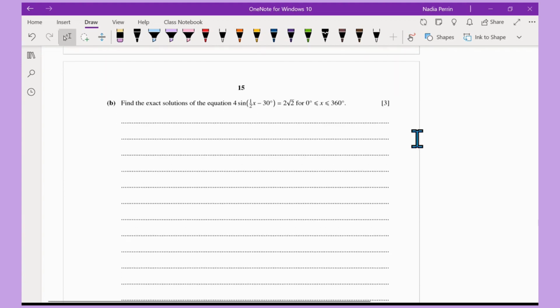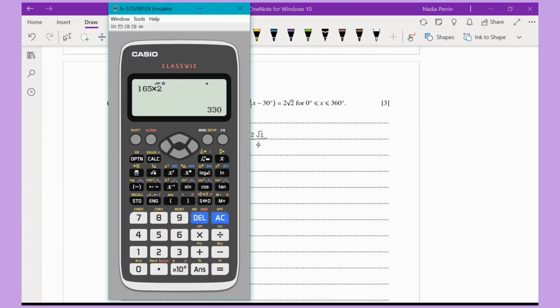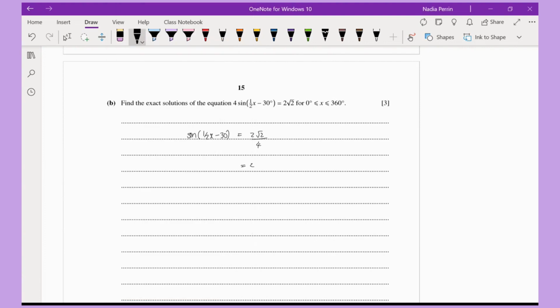Right, we're then going to be using that equation to do a little bit of solving. So with this one, it's easiest just to get sine all by itself. So we're going to take 2√2 and we're going to divide it by 4. And then we're going to inverse sine that. So inverse sine of 2√2 divided by 4 is going to give us 45. So we now know that half x minus 30 is equal to 45.